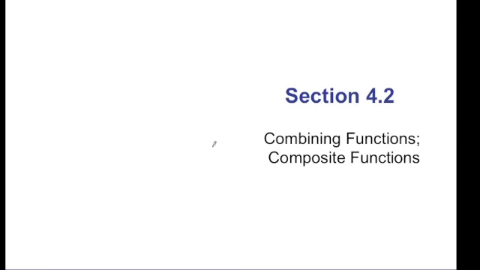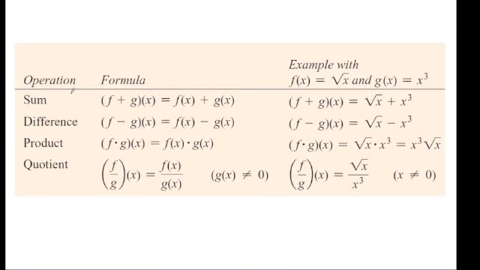This series of videos will be about section 4.2 in college algebra and context, combining functions and composite functions. For finding the sum, we need to find f plus g of x. Basically, we take f of x and add g of x.